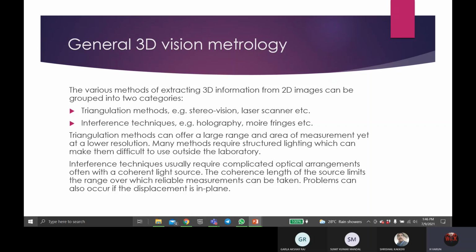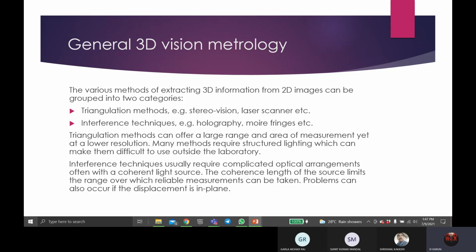In vision metrology, we have two methods. We call them triangulation methods, which use stereo vision and laser scanners for example, and interference techniques like holography and moire fringe. Triangulation methods can offer a large field of view, for example for cars and for building big components. Tesla uses triangulation methods like stereo vision and laser scanning, and even Rolls-Royce uses laser scanning for their seat covers and seat manufacturing.